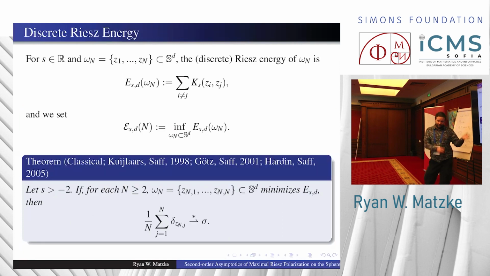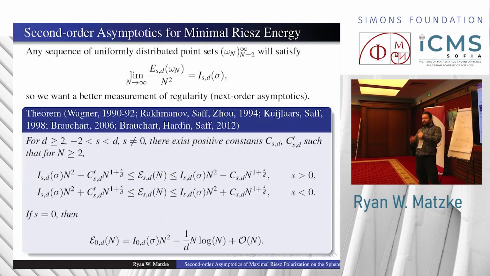So we have that if you have a sequence of minimizers, they're uniformly distributed. However, any sequence of uniformly distributed sets as the number of points goes off to infinity will give you the same first order asymptotics for energy. So first order asymptotics for energy don't really give you a good way of distinguishing better sets from maybe ones that are somehow more uniformly distributed. So ideally, one might want a better way of measuring regularity, and the possibility of doing that is through the second order asymptotics of your sequence of point sets.